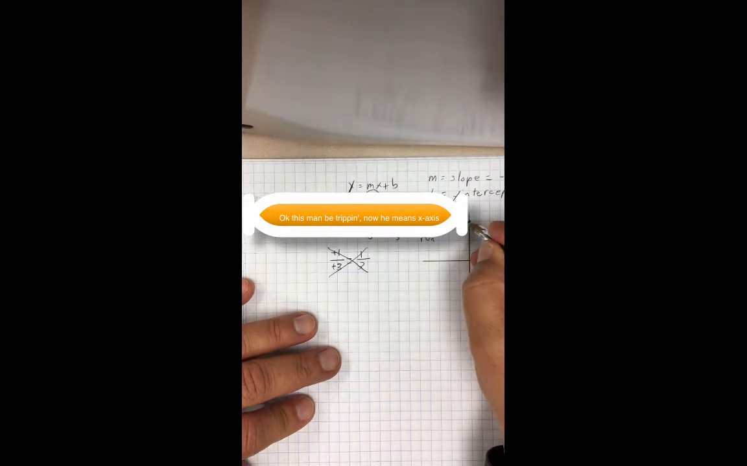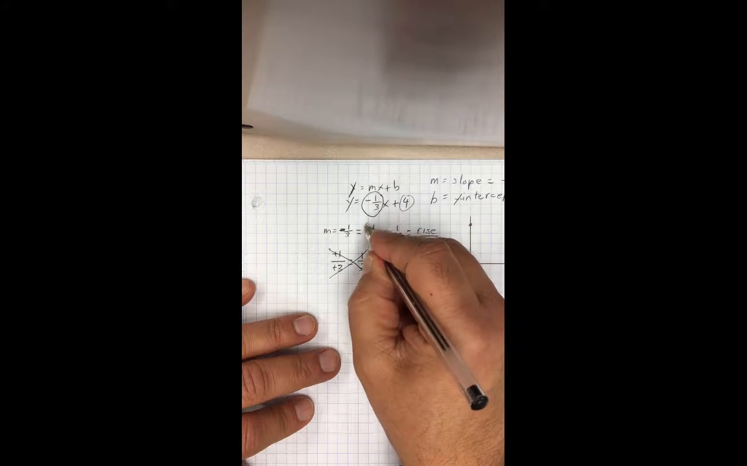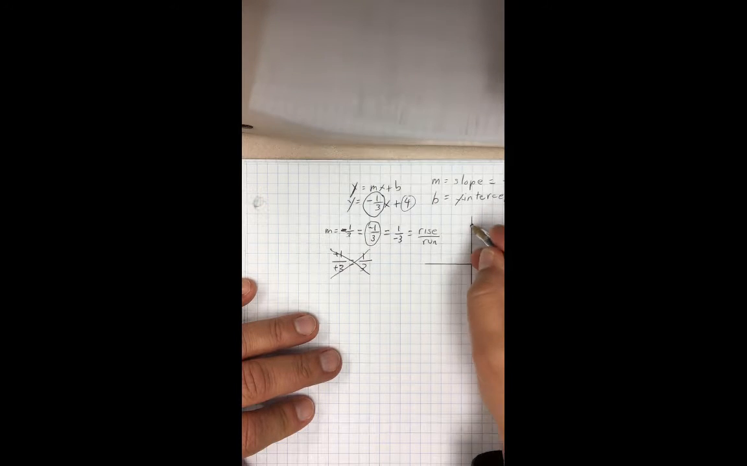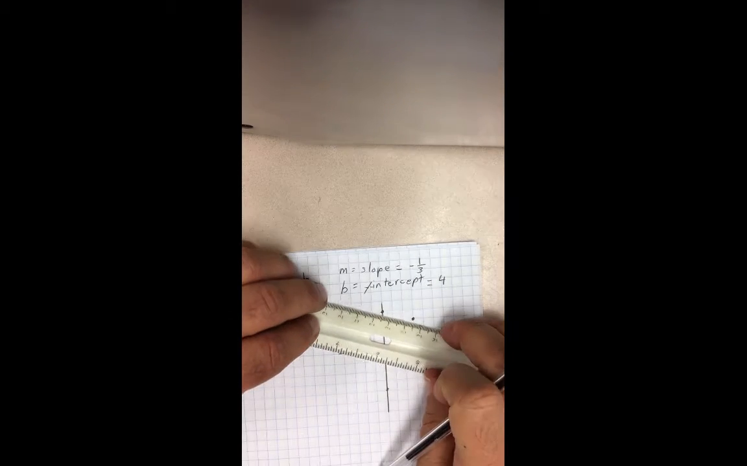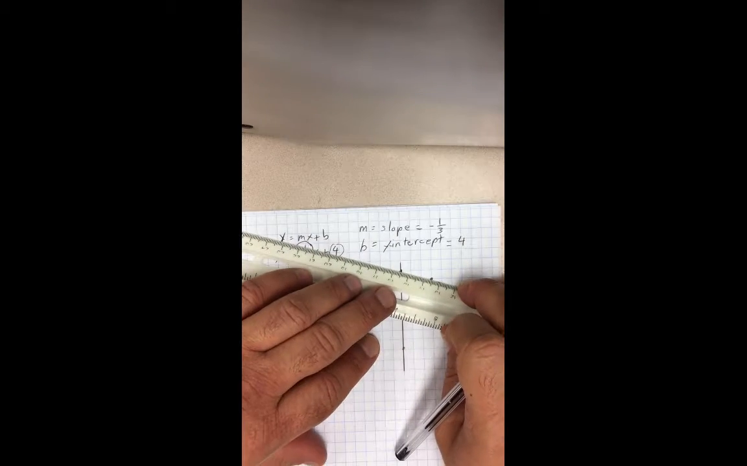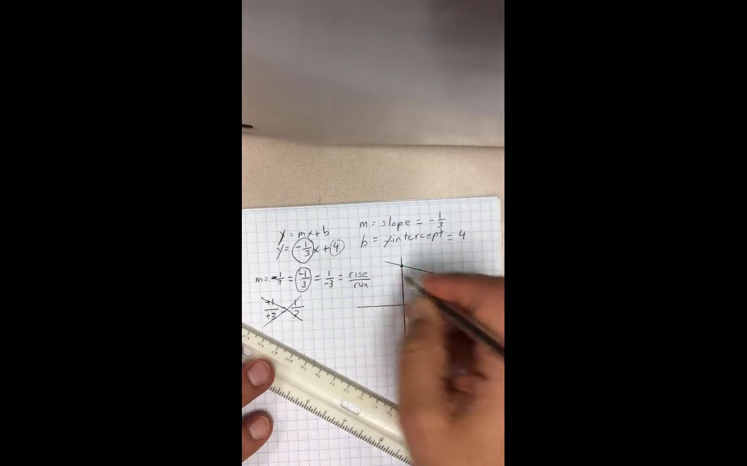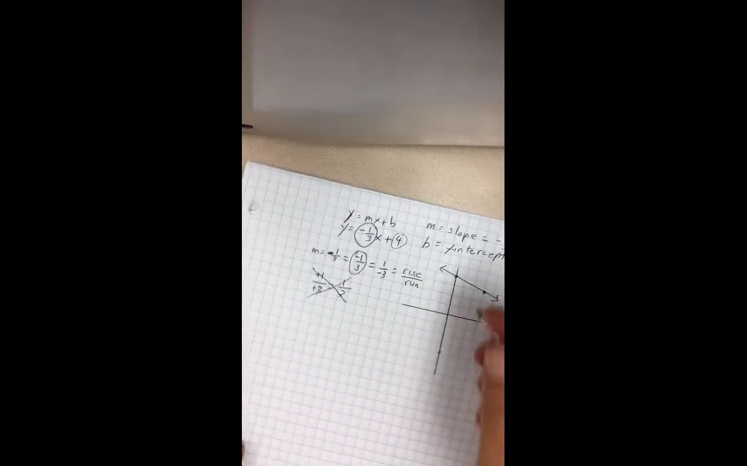So watch this. Here's our point, and I'm going to pick this particular version of the slope, and starting at this point, I'm going to go down 1 and over 3. That's negative on the y-axis and positive on the x-axis, and there's my second point. And I'm now going to draw the line connecting those dots. And like before, I'm going to extend beyond the points and put arrows to remember that this line goes on forever.